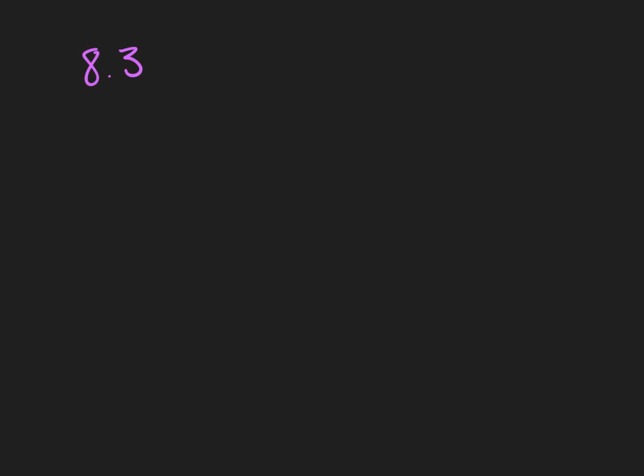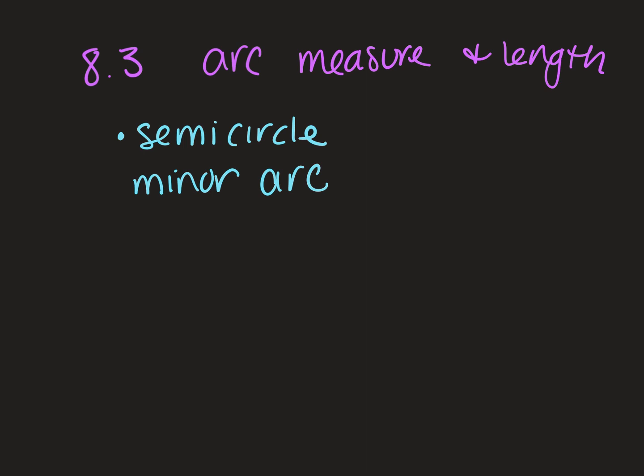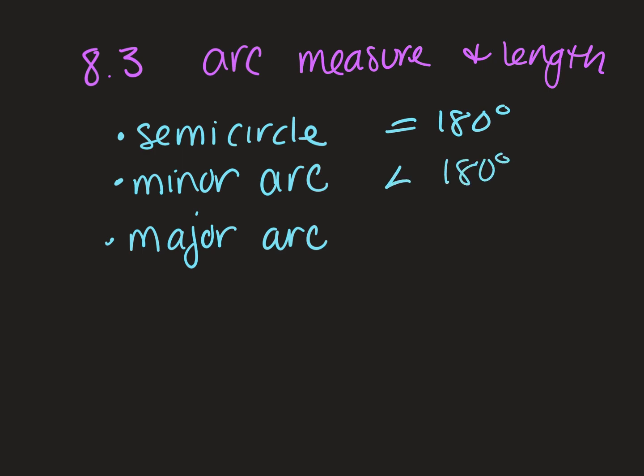All right, so 8.3 is arc measure and length. Make sure that you know the definitions for semicircle, minor arc, and major arc. A semicircle has an arc measure that is exactly 180 degrees. A minor arc is less than 180. A major arc is greater than 180. That's a lot easier than I thought it was going to be.